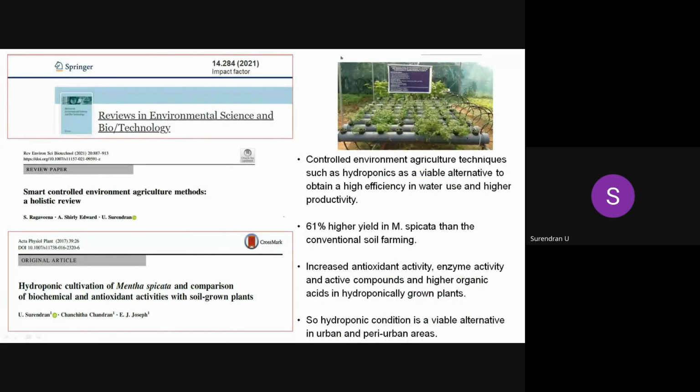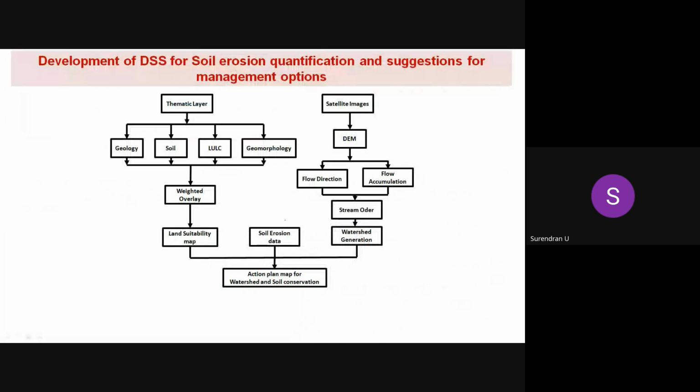And a few, like hydroponics and advanced techniques, we have also attempted under changing scenario, what will be happening to urban agriculture and all. So then coming to the soil erosion DSS, this is what we have developed. Here we have done it for Kerala. We have the database or the thematic layers of geology, soil, land use, land cover, geomorphology, and then based on satellite data, we computed from the DEM as well as the other database, the stream order as well as the erosion factors, RKLSCP, and then delineated that.